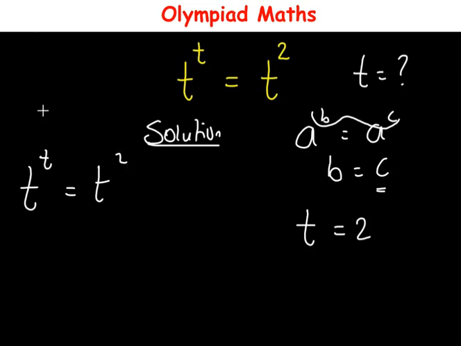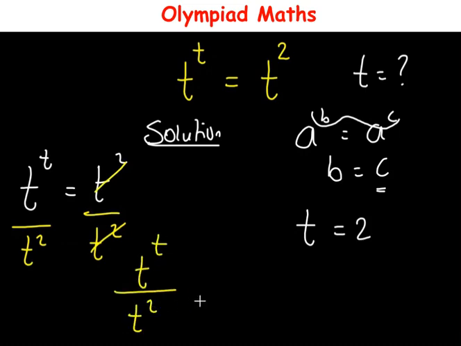So let's first divide both sides by t raised to power 2. t raised to power 2 over t raised to power 2, this divide this, we have 1. So t raised to power t over t raised to power 2 is equal to 1. Then, following this rule of indices, that if you have a raised to power b over a raised to power c, this equals a raised to power b minus c.